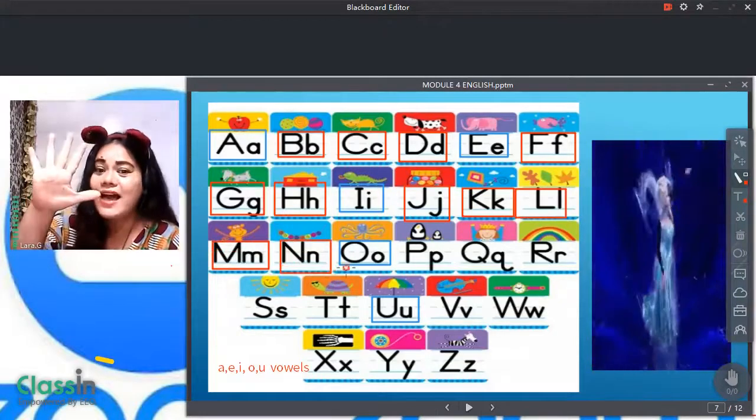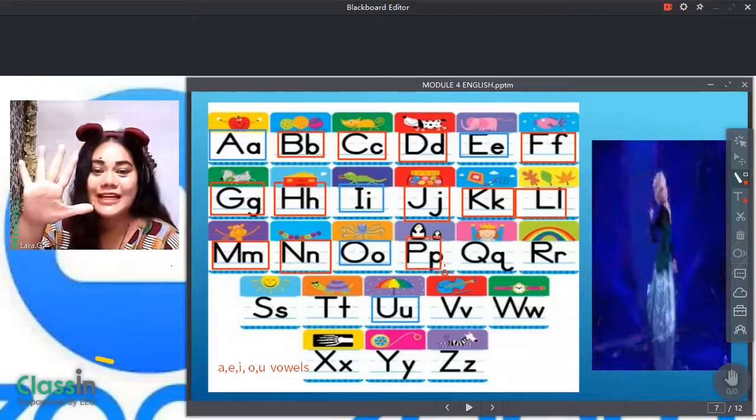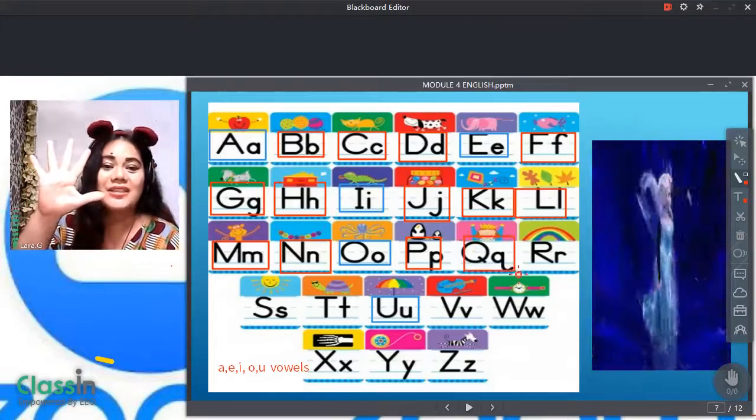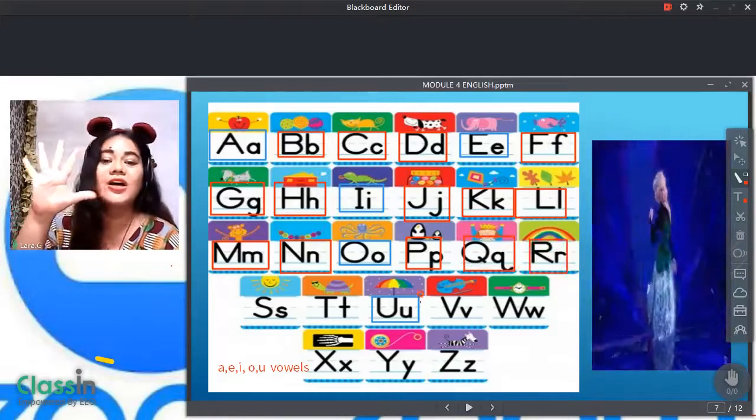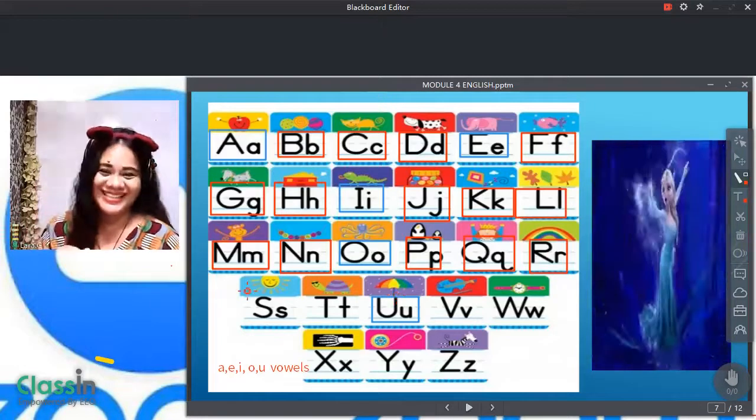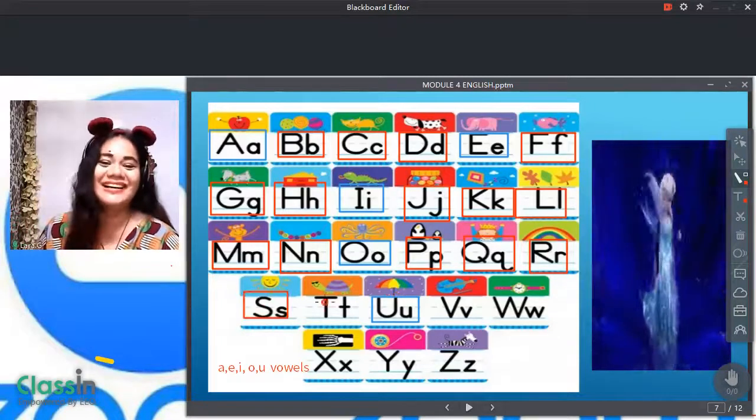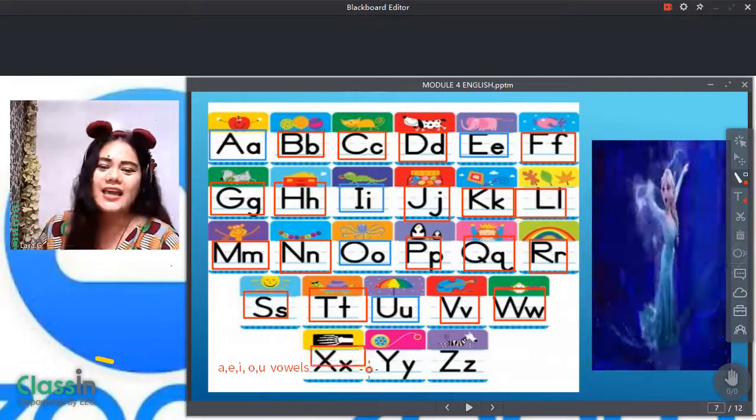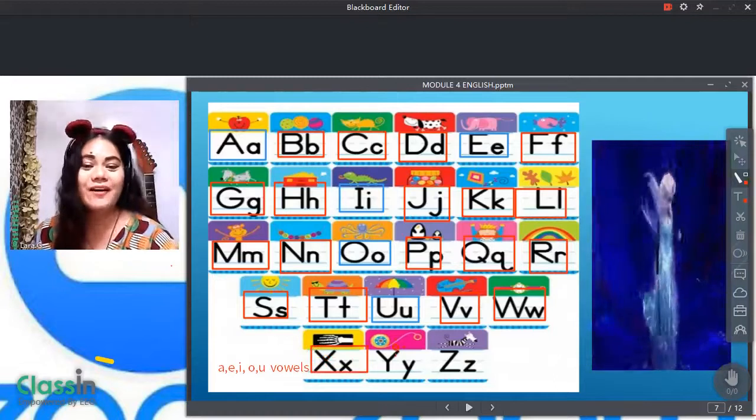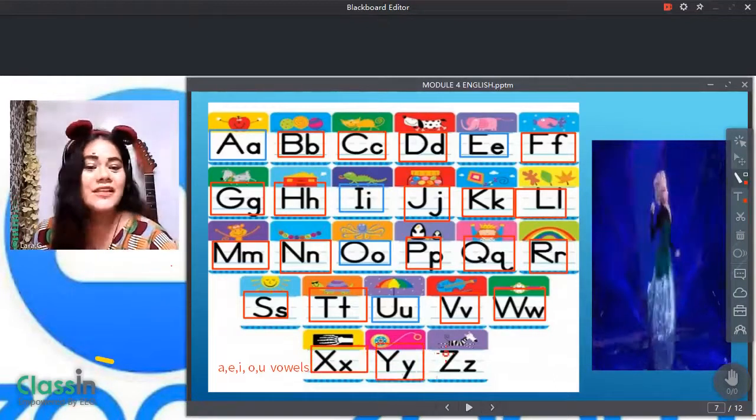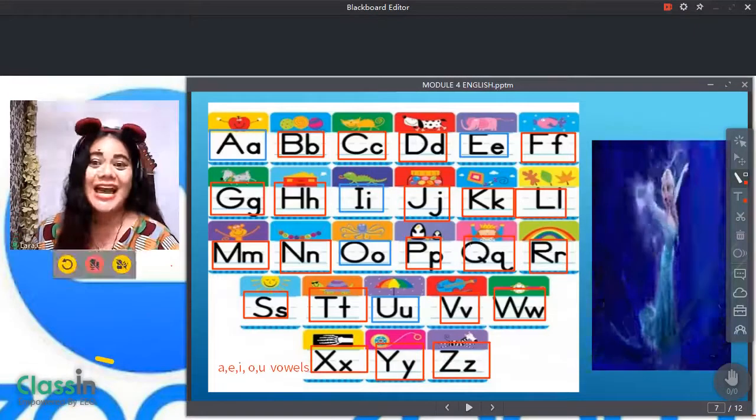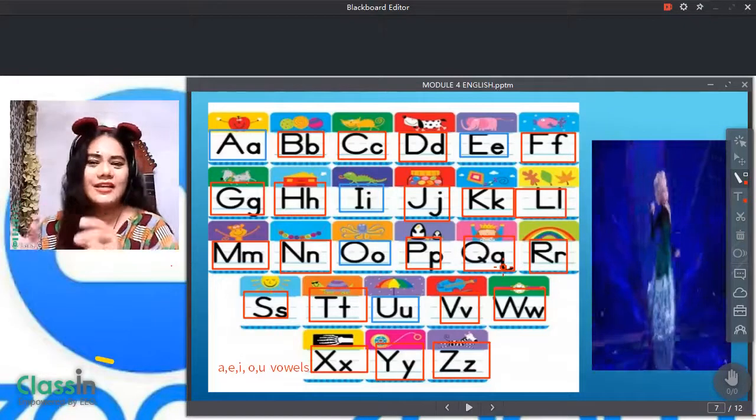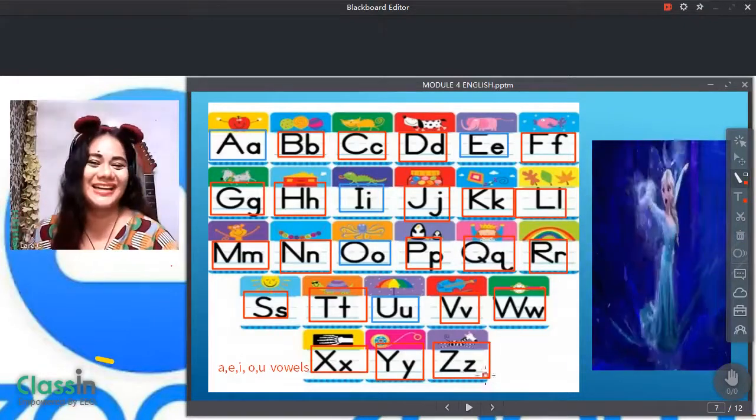There are only 5 vowels of the 26 letters. A, E, I, O, U. And the rest of the letters are called consonants. Very good. Now you know that A, E, I, O, U are vowels and the rest of the letters are consonants. And it would be easier for you to use an and a. Let's find out.